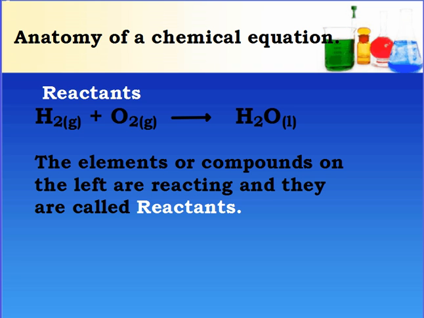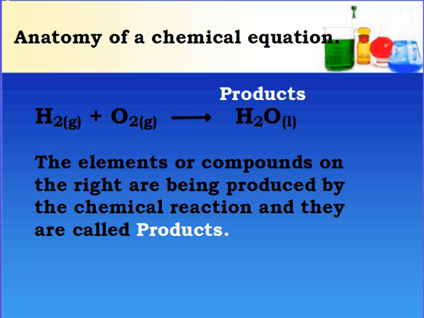The left-hand side of a chemical equation are what we call the reactants. These are the items that are reacting. The elements or compounds on the right-hand side are what is being produced by the reaction, and we call those products.